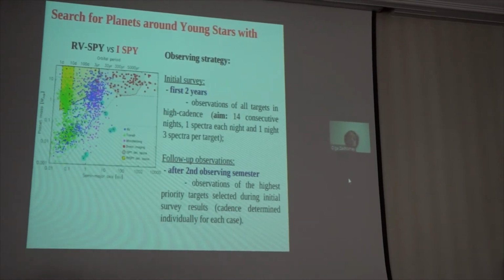Because if a star is very active, then it would be too challenging to find the planet in the signal, and then probably it doesn't make sense to follow it in the frame of our survey. And then the second part, follow-up observations, which covers this entire yellow region, would be follow-up of only promising stars for which we see evidence for further companions.